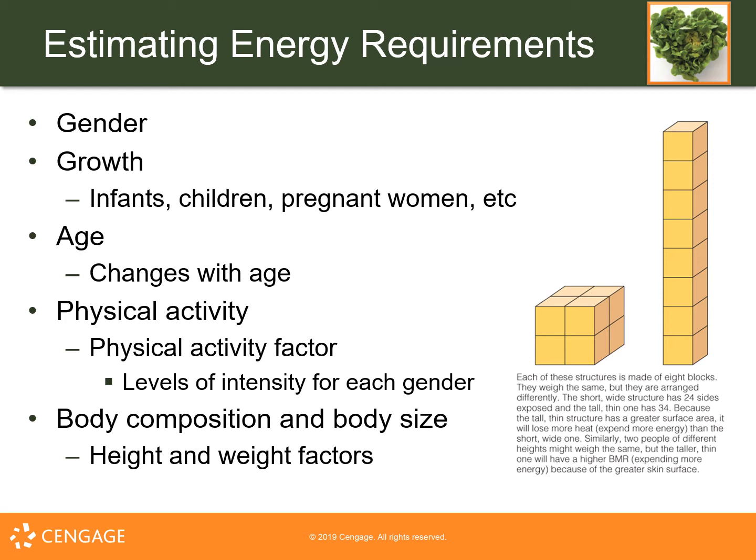Physical activity. Factors are used to help calculate physical activity since not everyone does the same exercise, as well as the intensity, length of time, those types of things. Body composition and body size. Energy needs are higher in people who are taller, and the more a person weighs, the more energy is expended on BMR.